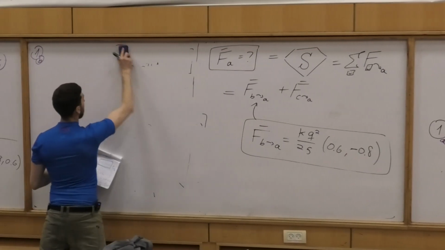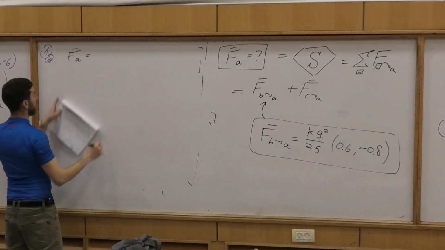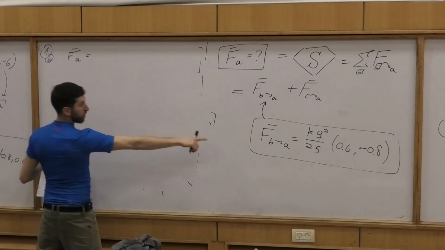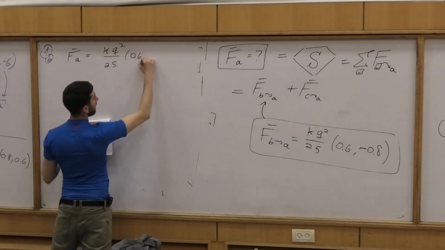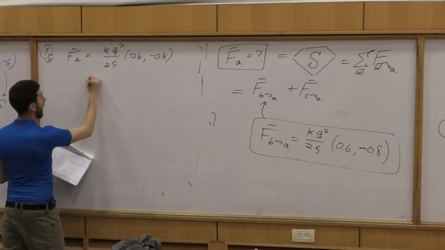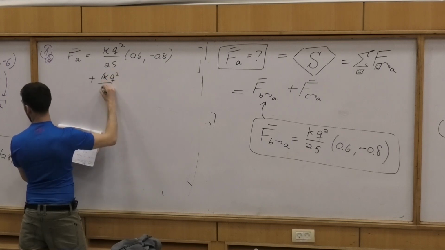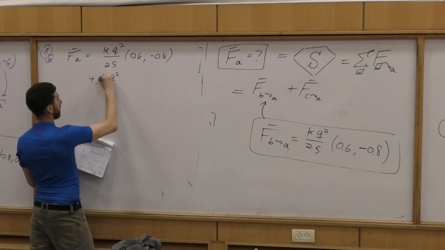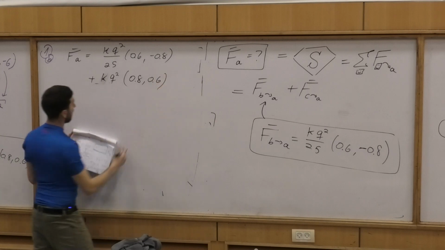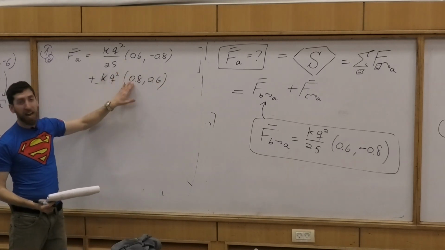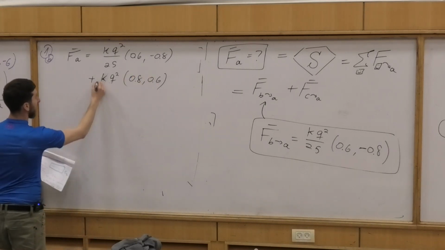So let's write this explicitly. The force on A is this force, let's write this first: K q squared divided by 25, multiplied by 0.6 and minus 0.8, plus this force, which is K q squared multiplied by 0.8 and 0.6. What I need to remember is that I'm going to sum x with x and y with y. It's a vector summation, right? Don't forget it.